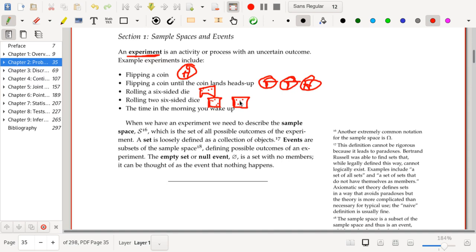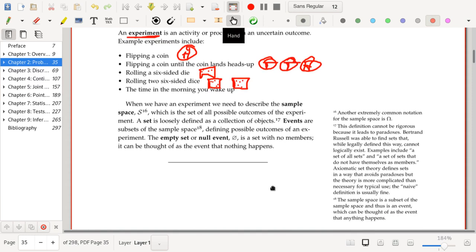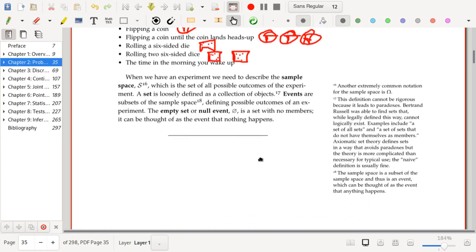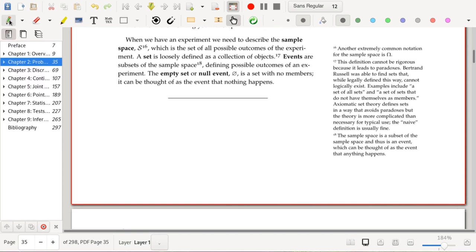So when we have an experiment that we have described narratively, so I say I'm going to flip a coin, or I'm going to flip a coin until it lands heads up, after we have an experiment, we need to describe the sample space, which we are going to denote in this class with the letter S, although I should point out that, at least in my experience, omega, the Greek letter omega, is more common notation for the sample space. But S is fine. The sample space is the set of all possible outcomes of the experiment. The sample space is defined by the person who's developing this probability model. So you say what the sample space is, and you're going to pick a sample space that seems appropriate to the phenomena that you wish to describe.